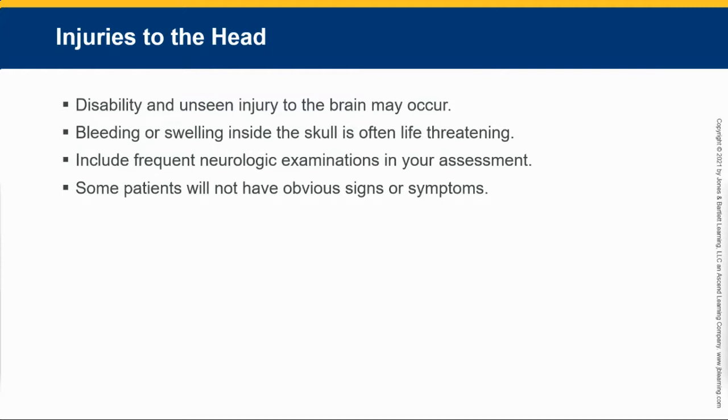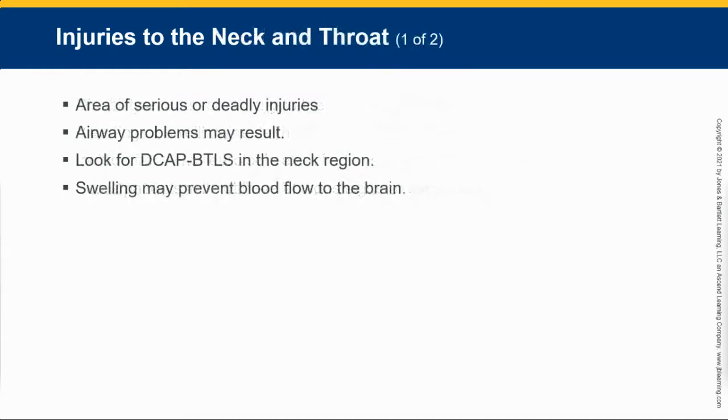So, some specific injuries. If there are injuries to the head, remember that there could be disability that we don't see immediately. Bleeding or swelling inside the skull can be life-threatening, and we might not see that initially. There may not be any obvious signs until even hours or potentially days after the injury. But we're going to continually re-examine our patient's neurostatus while we're en route to the hospital.